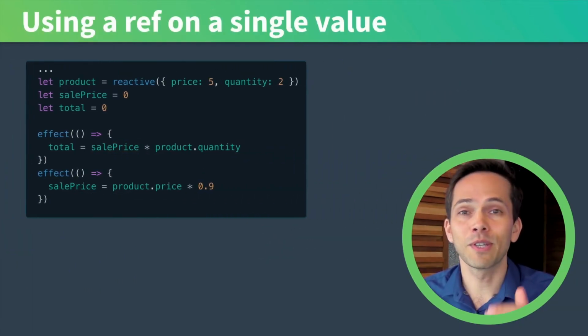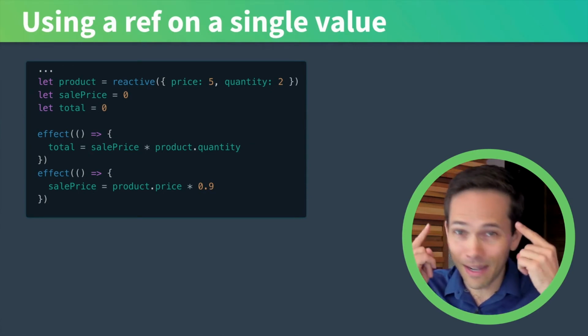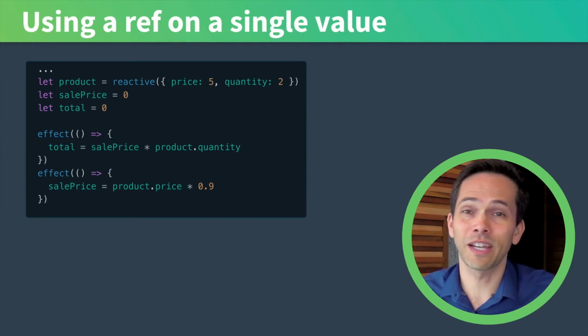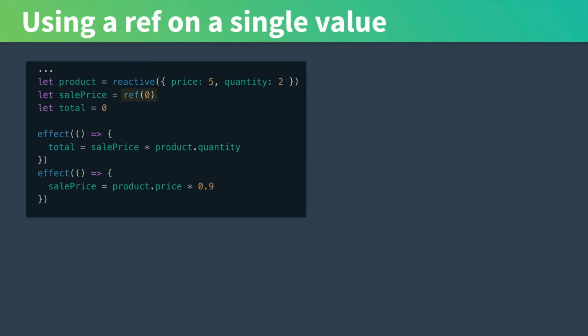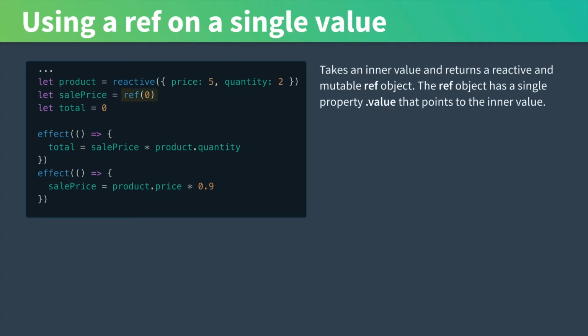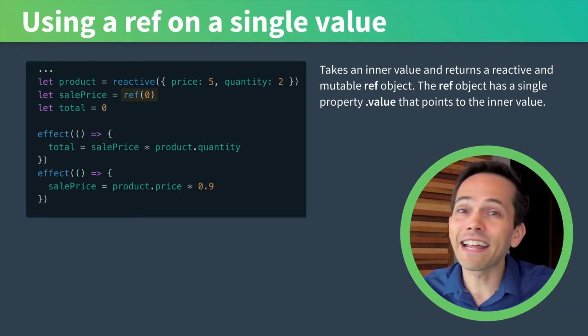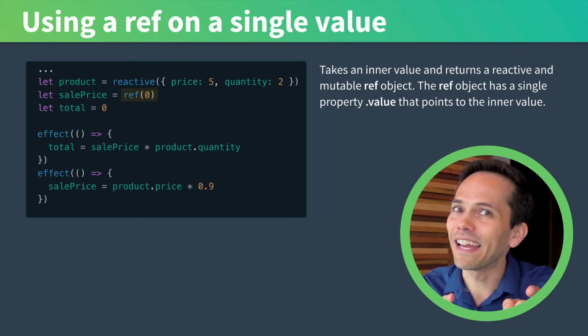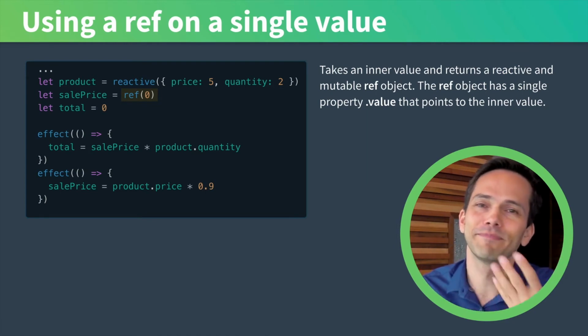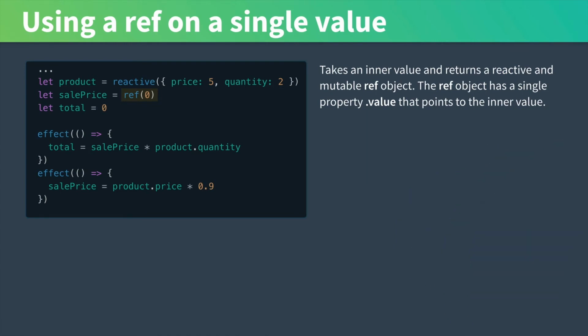If you're familiar with the composition API, then you're probably thinking what I'm thinking, which is this is a great use for a ref. A ref takes an inner value and returns a reactive and mutable ref object. The ref object has a single property .value that points to the inner value. And if you're thinking it seems like he copy-pasted that right out of the documentation, you'd be right, but I just wanted to get it right. Since ref uses .value, I need to change our effects to use salePrice.value.